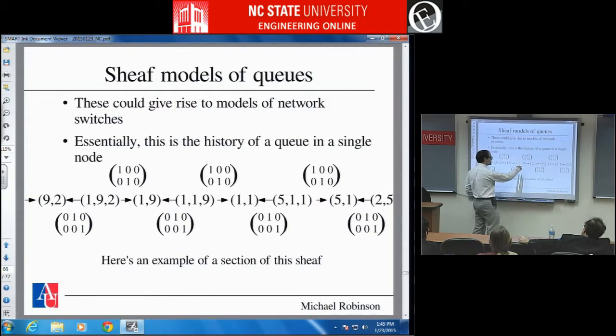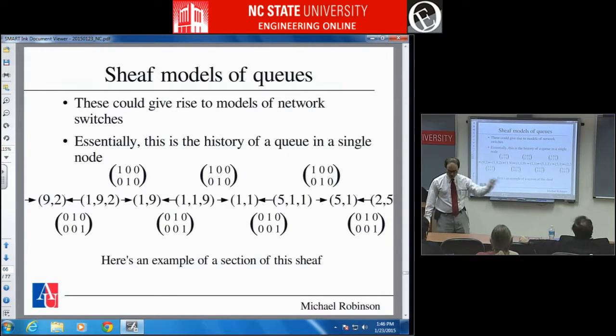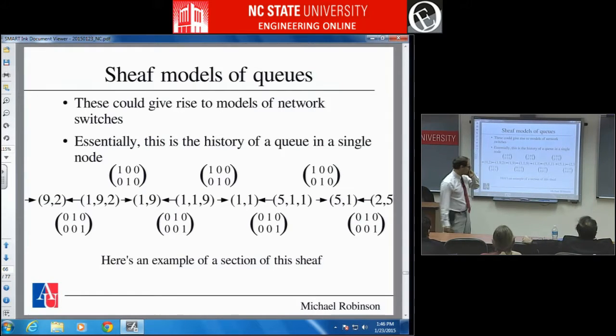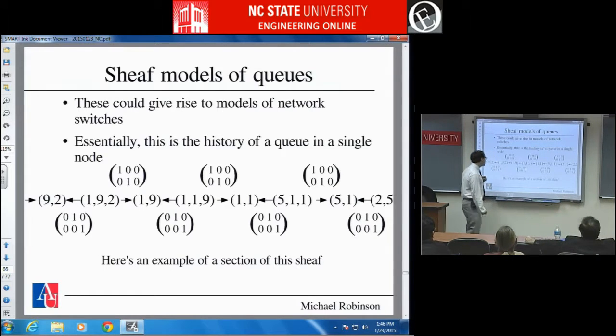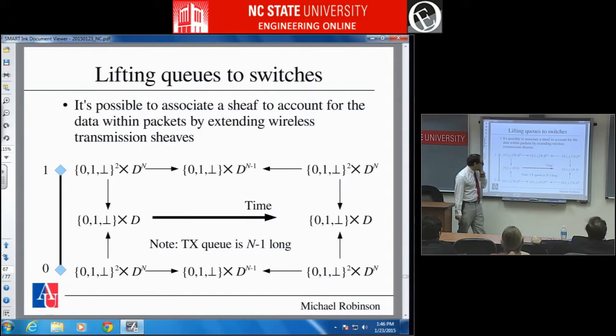Here's an example. So if I take, for instance, this 1, 1, 9, and I multiply it by this matrix, I get 1, 9, i.e. it chopped off the first 1. Go the other way, it chops off the 9. So I can build this model of a queue. And you can see this continues as much as you want in either direction. It's kind of neat. It's a little bit of a sheaf acting like a machine for us.